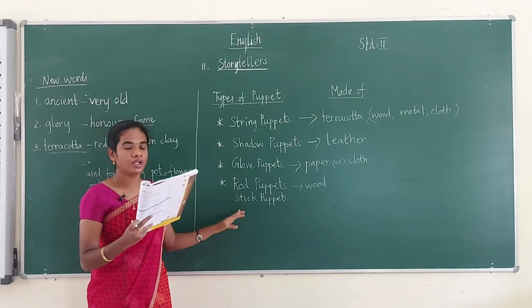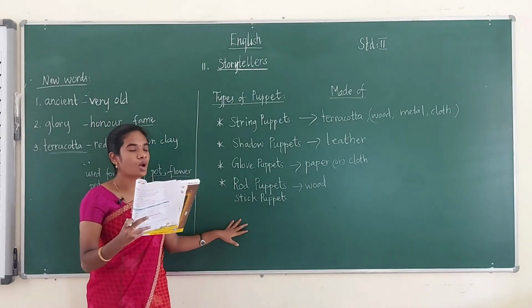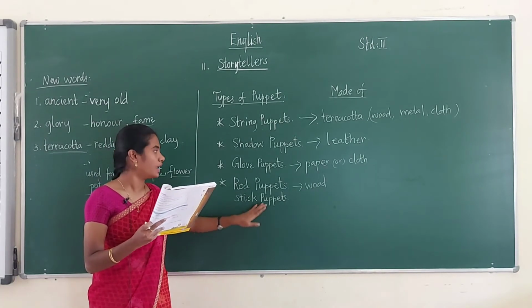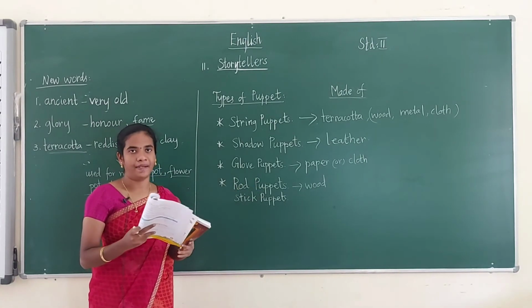In which state are they found? That is West Bengal and Odisha. In West Bengal and Odisha, we can find the rod puppet.